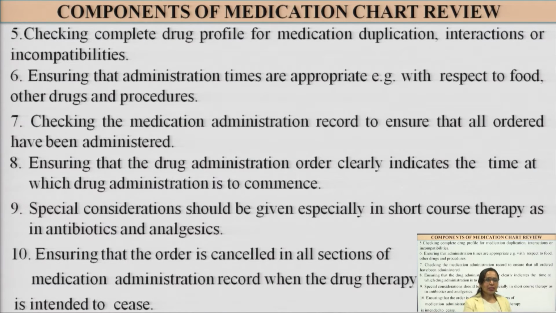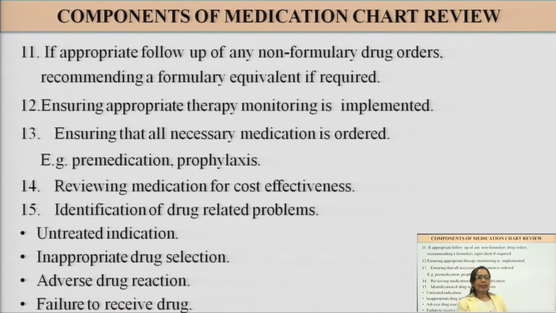Then special considerations should be given, especially in short course therapy, as in the case of antibiotics and analgesics. It is very essential to give special consideration for these. Then next is ensuring that the order is cancelled in all sections of the medication administration record when the drug therapy is intended to cease. It should be cancelled everywhere. So next is about the components. What are the components of medication chart review? Let us know about the components.